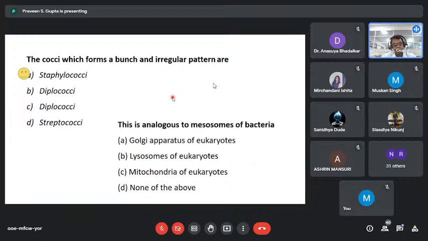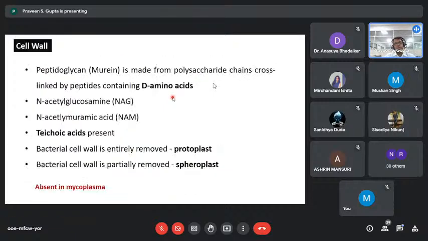If I'm talking about mesosomes, I just explained this already. Mesosomes are equivalent to mitochondria. Now come to the cell wall, the cell wall of the bacteria. Why I'm choosing the cell wall is because many times questions are asked specifically from the cell wall. The cell wall of the bacteria possesses peptidoglycan, which is also known as murein. It is basically made up of polysaccharide chains cross-linked by peptides containing D-amino acid.